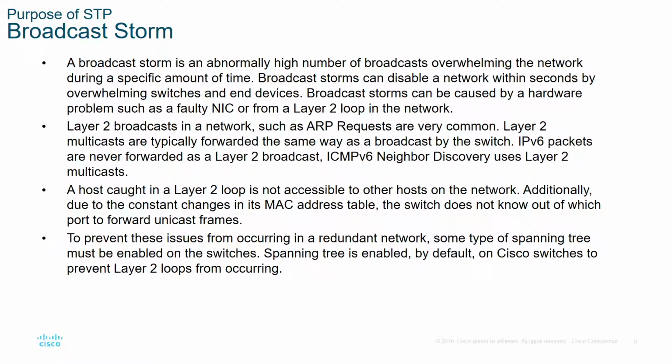Additionally, due to the constant changes in its MAC address table, the switch does not know out of which port to forward unicast frames. To prevent these issues from occurring in a redundant network, some type of spanning tree protocol must be enabled on the switches. Spanning tree is enabled by default on Cisco switches to prevent Layer 2 loops from occurring.